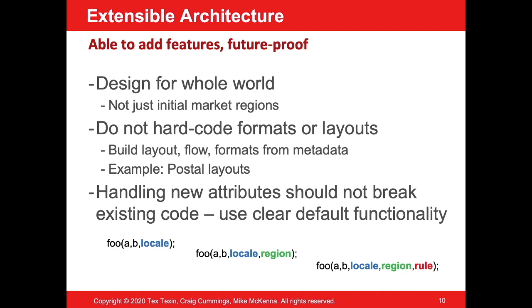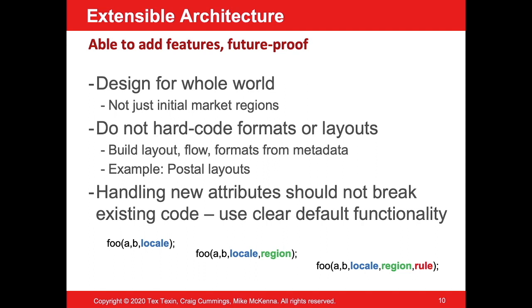One example is postal layouts. In the US, you have line 1, line 2, city, state, zip code. But you go to Brazil and you're going to have your street address followed by the address complement, which will be the apartment number on the same line, followed by the barrio or neighborhood, then followed by a city, a state, and a postal code. So you want to be sure those can be configured based on what region you go into.